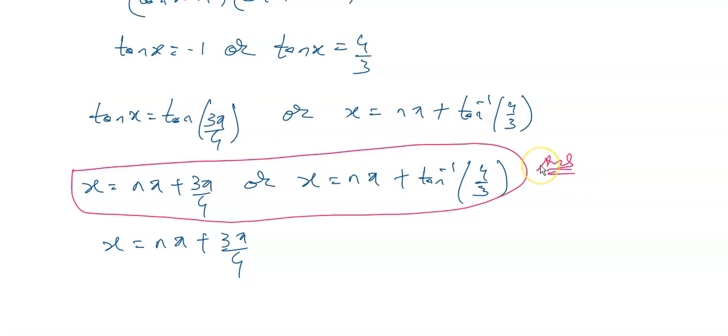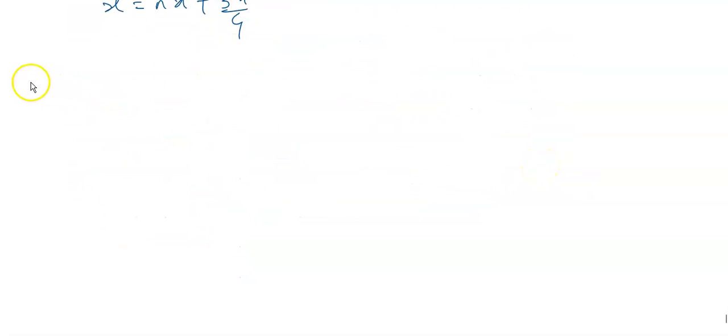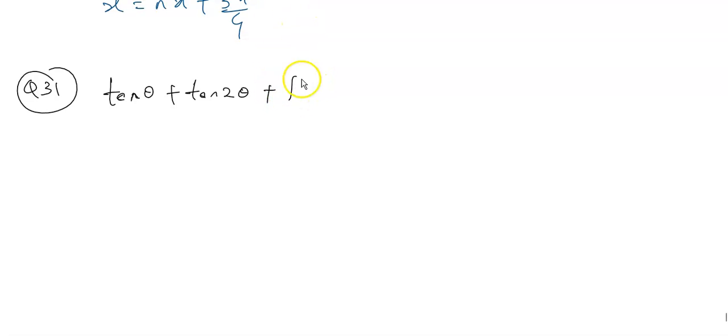This is question number 30. Then moving forward to question number 31. So question number 31 is tan theta plus tan 2 theta plus √3 times tan theta into tan 2 theta equals √3. I think we did a similar type of question. So here the observation is that we can write this in the form of tan of a plus b. And let us write √3 times tan theta into tan 2 theta is equal to √3.